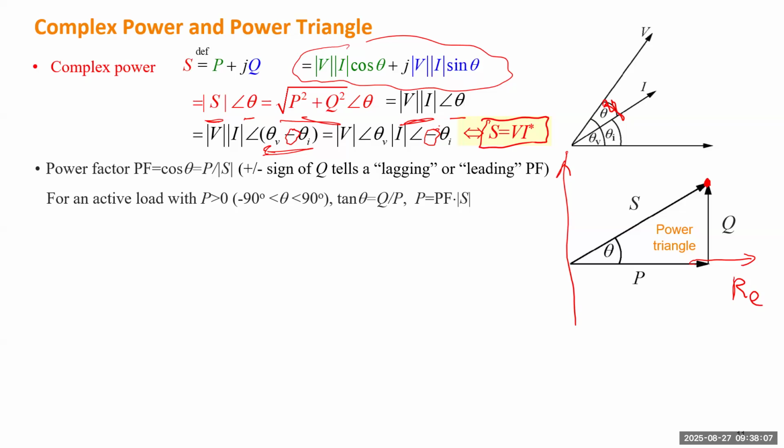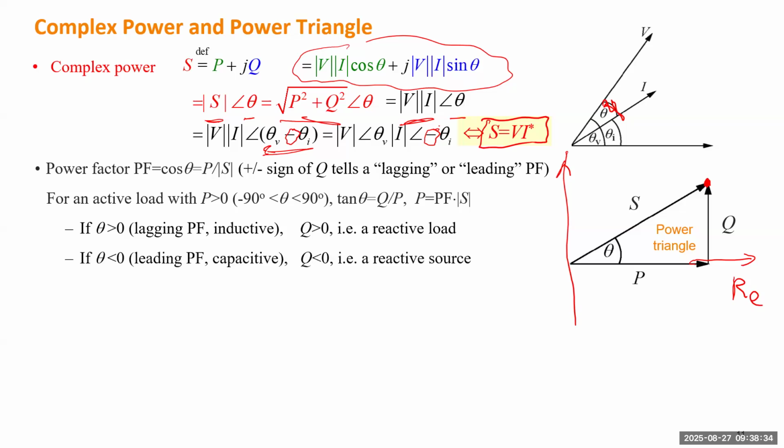That can be told by calculating Q divided by P. That will tell you tangent theta. So if tangent theta is positive, it means S is in the first quadrant. If it's negative, it will be in the fourth quadrant. Positive theta means lagging power factor, and Q will be positive. Negative theta means leading power factor, and Q will be negative, which is a reactive source as we define.